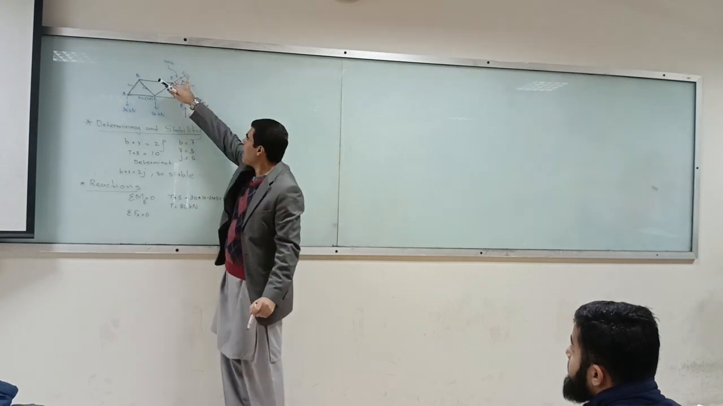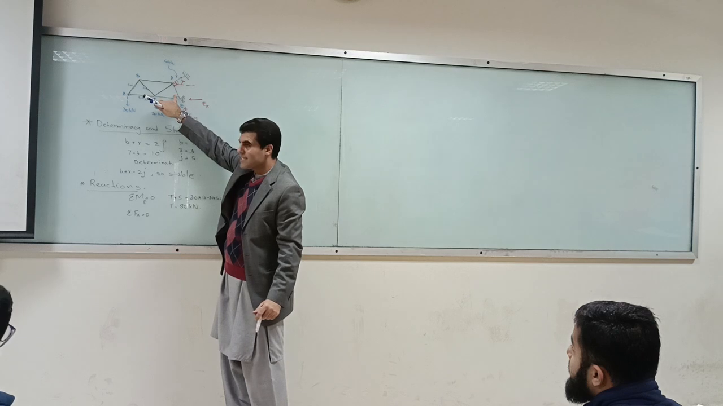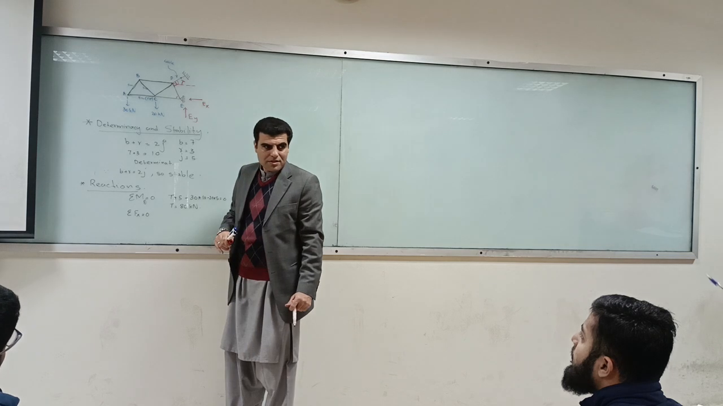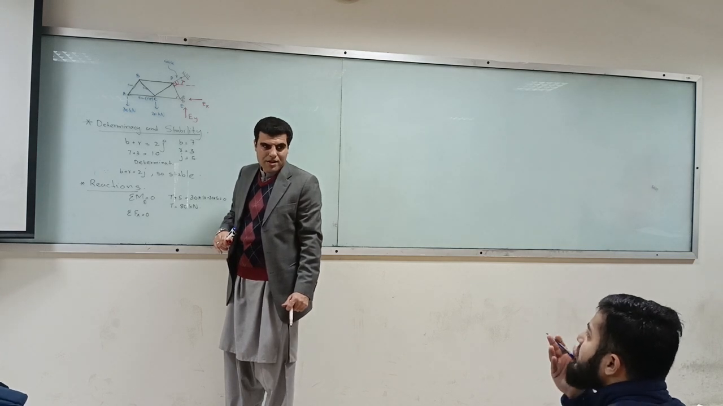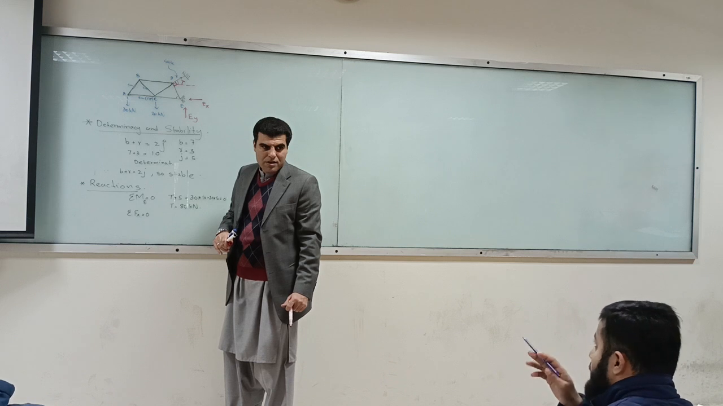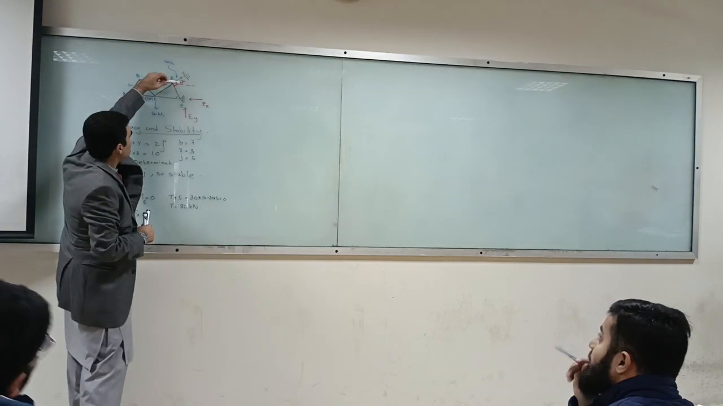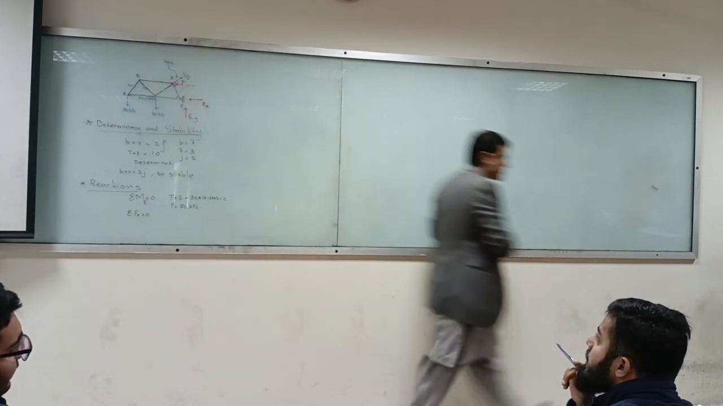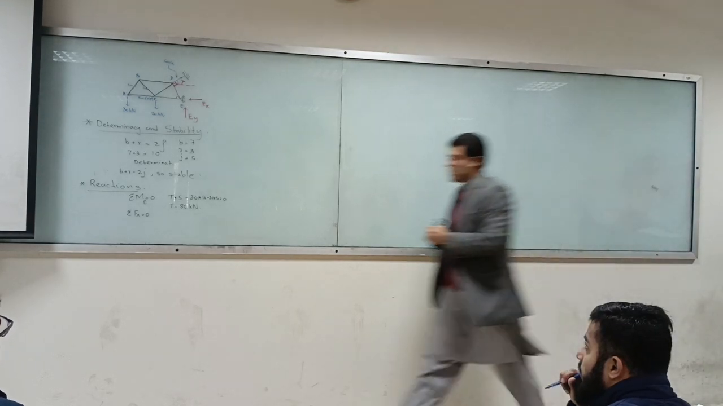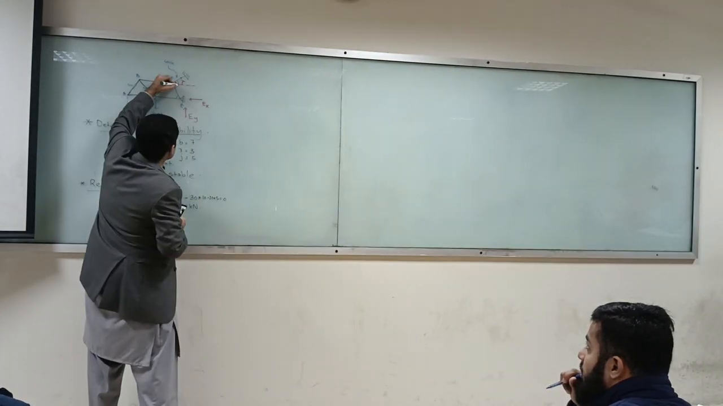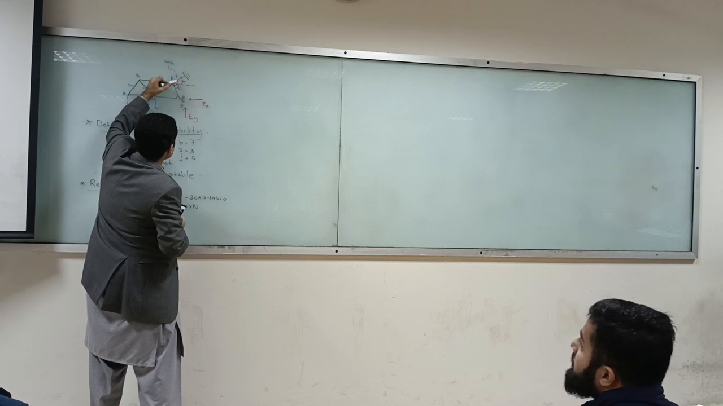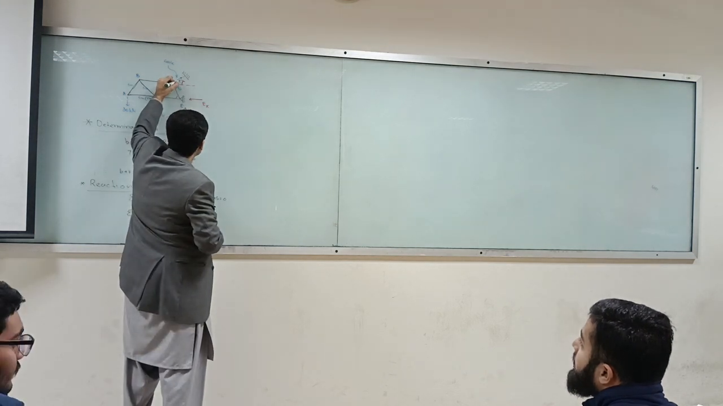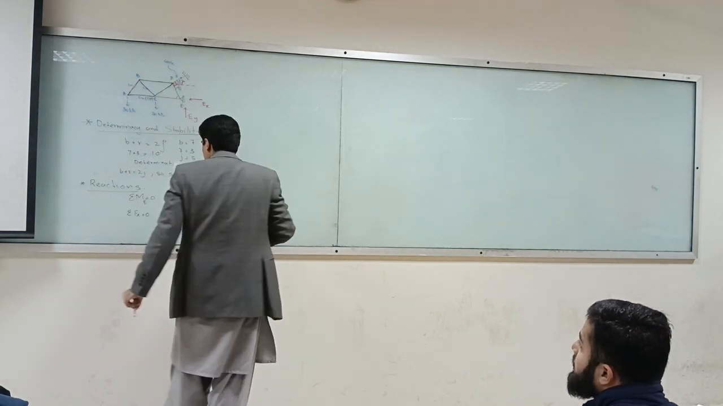How much is this one? If this is 60, then why would this be 30? Total is 90. 30, sir, this is 60. Yes, look. This will be 60 and that is 90. 90 minus 60 is 30. So you have it 30. Yeah? So this will be T cos 30.